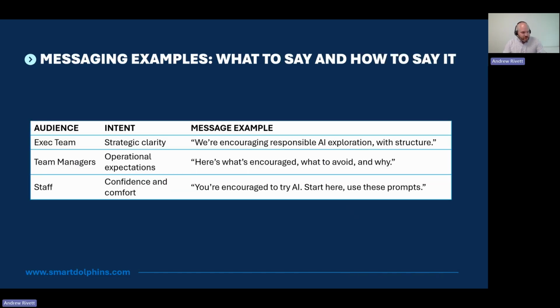So here's some examples of what that messaging might look like for different audiences. For your executive team, you want to make sure there's strategic clarity. We're talking about encouraging responsible AI exploration, there's structure, there's going to be people spending time learning how to use these tools and using that to make themselves faster. There's going to be some rockiness as we get started.